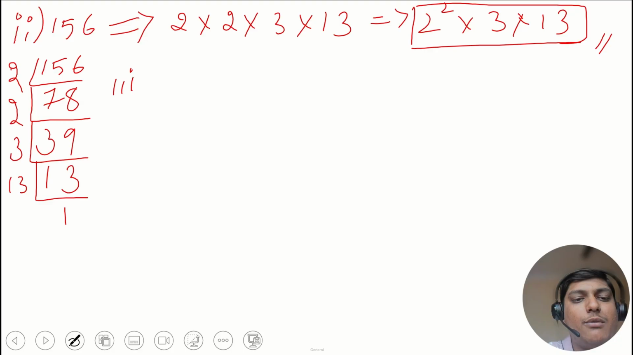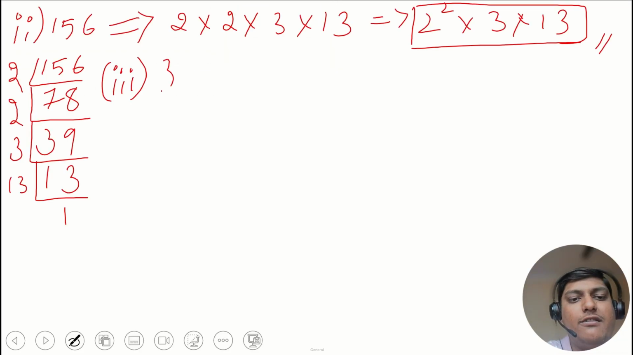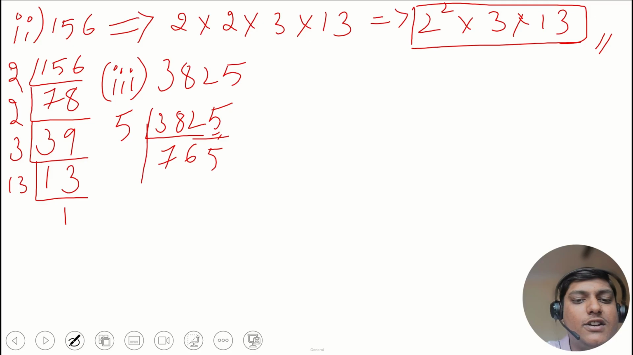Okay, problem number 3. We have to express 3825 as a product of prime factors. It is the same procedure. I have to divide this. Since my number ends with 5, I cannot start with 2 or 3. I have to start with 5. 5 7s are 35, so it is basically 3, 5 6s are 30, 5 5s are 25, so it is 765. Again, if I start with 5, 5 1s are 5, 5 5s are 25, 5 3s are 15.